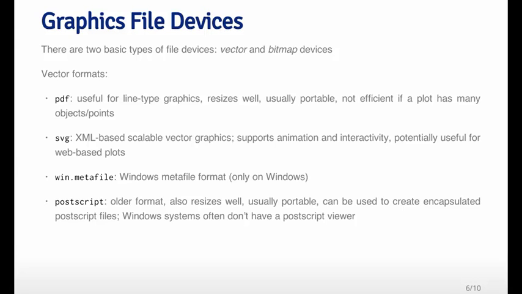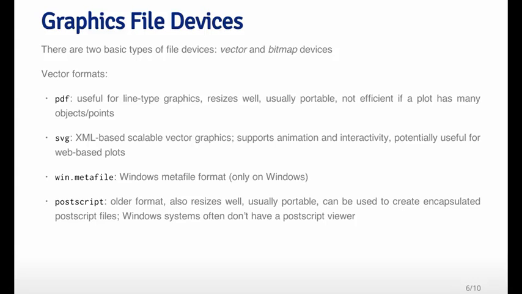Vector formats are typically not very good if you have a plot that has a large number of points, because every single point has to be represented by a piece of information in the file format, and so these files tend to be extremely large if you plot a lot of different points to a vector format file type. Scalable vector graphics, or SVG, is a popular format for web-based plots.